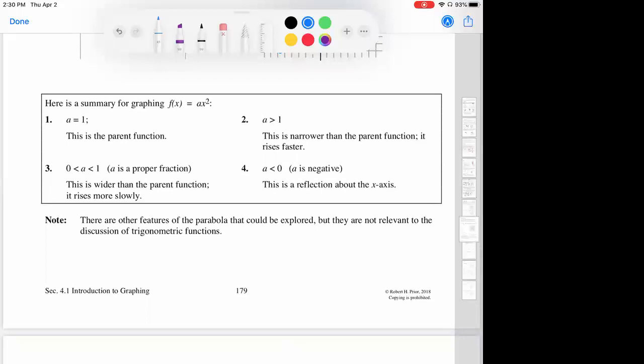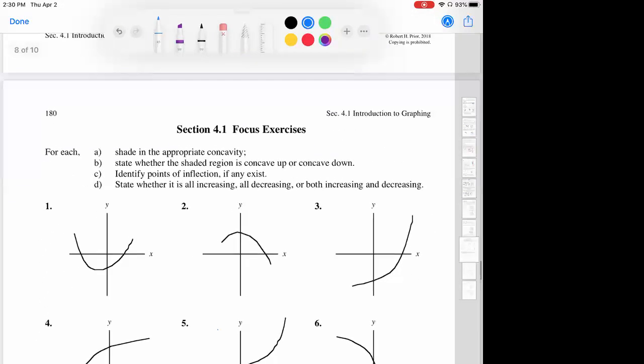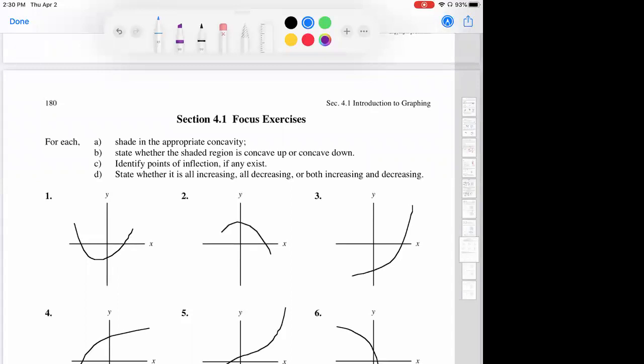All right, and here's a summary for compression or stretch. So compression is wider, the stretch is more skinny. So it's wider when it's a fraction between 0 and 1, and it's narrower when it's bigger than 1. All right, that's all we had for 4.1.